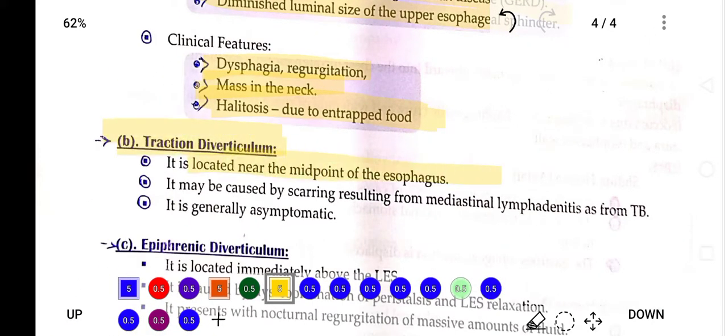It is located near the midpoint of the esophagus, can be caused by scarring resulting from mediastinal lymphadenitis from TB, and it is generally asymptomatic. No symptoms will be complained of by the patient.